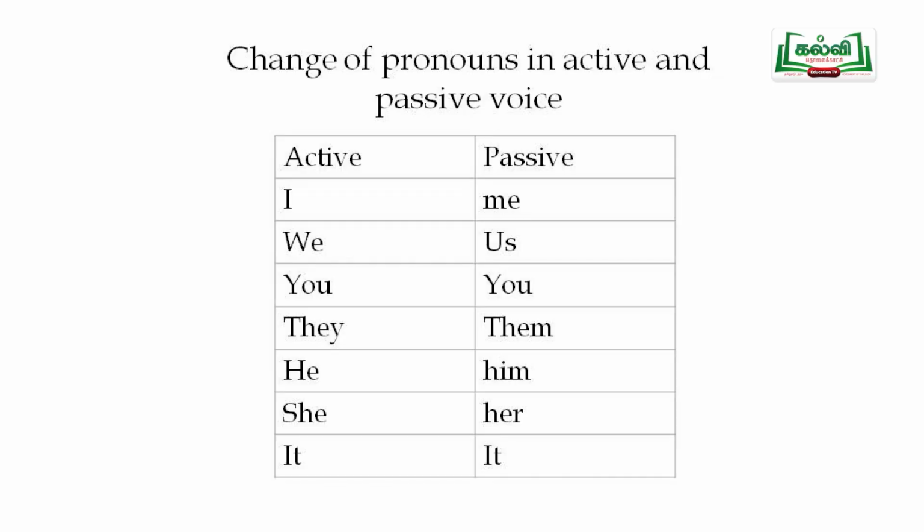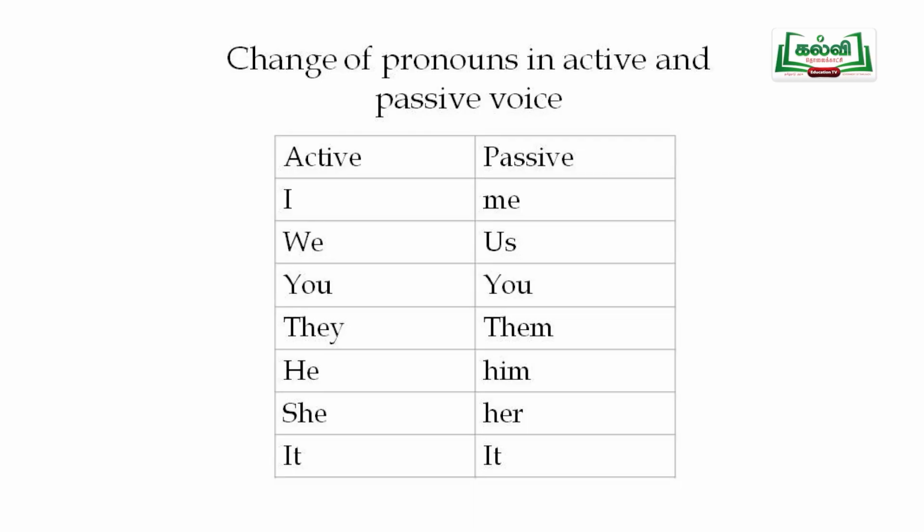Look at the table how the pronouns in active voice can be changed in passive voice. Change of pronouns in active and passive voice. If I in active voice, it should be me in passive voice. We should be converted into us in passive voice. You should be like the same you. And they should be changed into them in passive voice. He should be changed into him. She should be changed into her. And it should be as it is, it. This is the change of pronouns in active and passive voice.